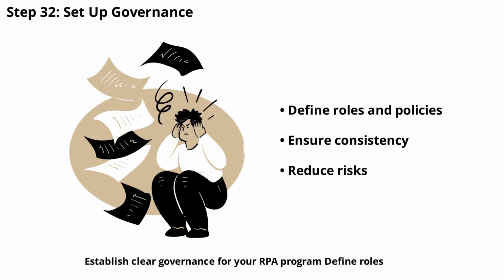Establish clear governance for your RPA program. Define roles, responsibilities, and policies for automation, development, and management. Good governance ensures consistency, reduces risks, and helps you scale automation effectively as your business grows.